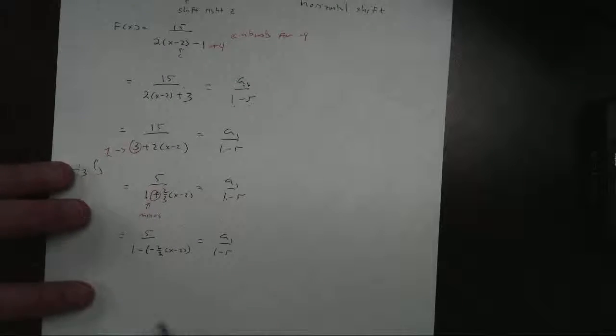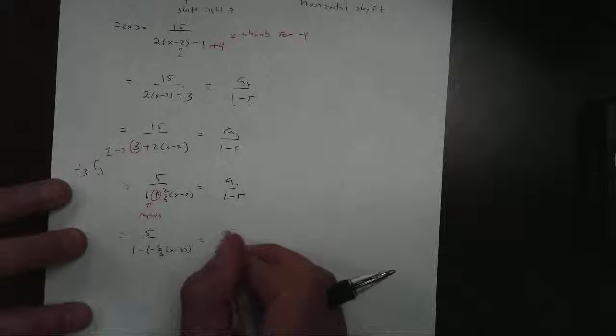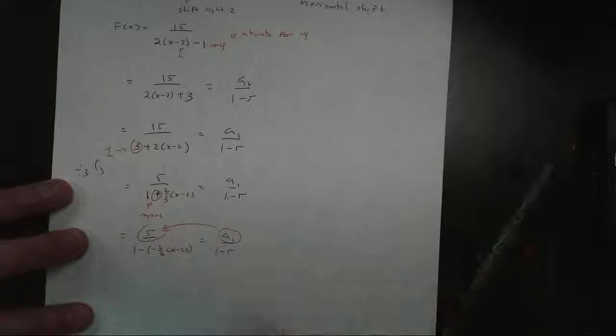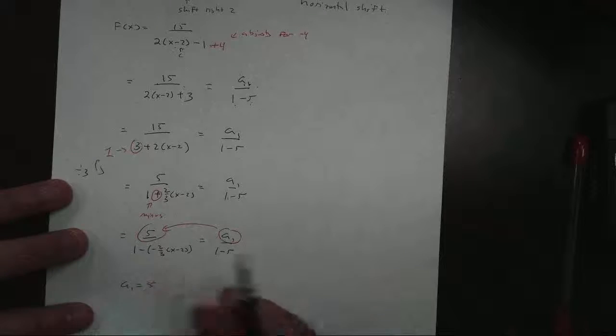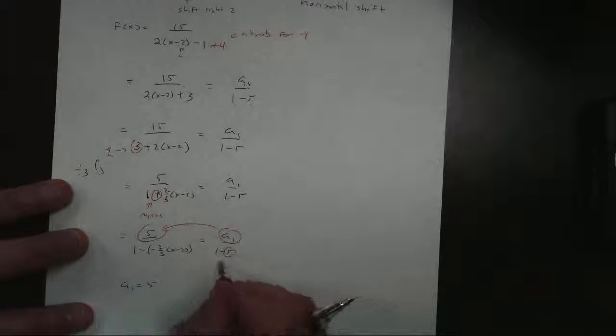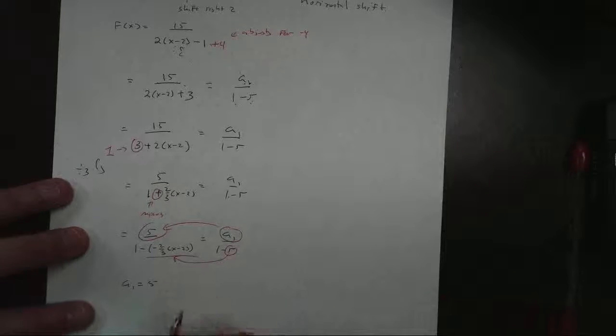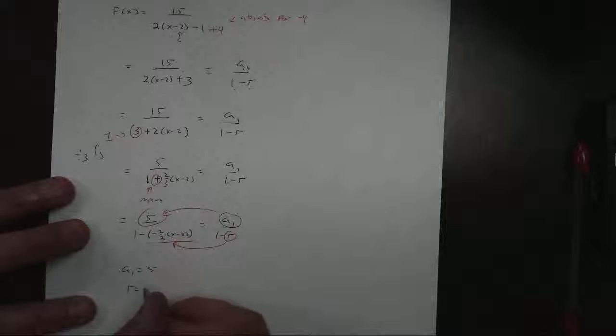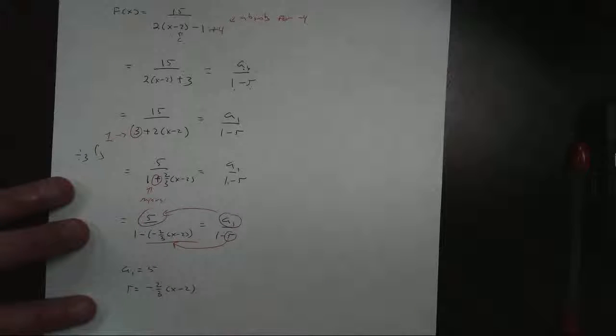We are now ready to write our series out. Well, what's my first term? That's this 5. So I know a sub 1 is 5. My common ratio, I just match it up with the like part. It's a long ratio this time. It's negative 2/3 x minus 2.